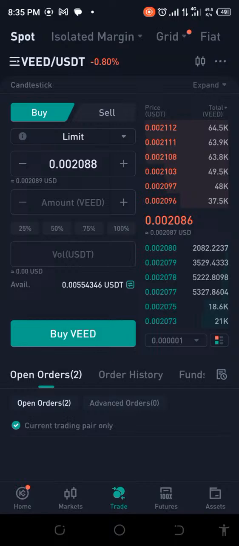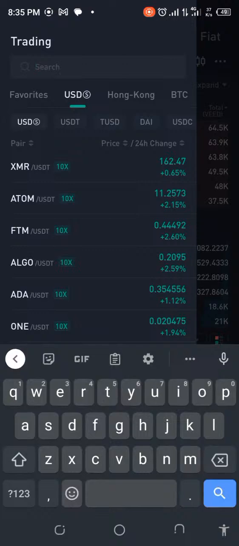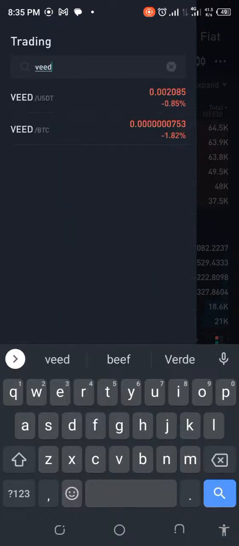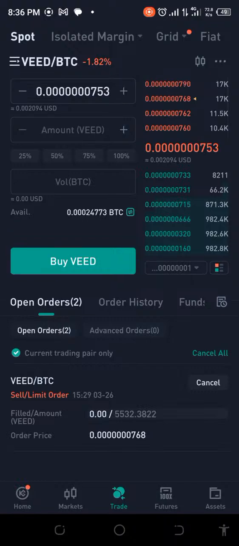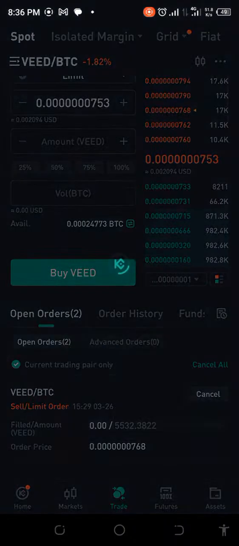All right, I'm back, and right now I can see that VID USDT is now 0.002088, and we bought at 2069. So let's see how we can change this back to USDT. I'm so excited. We've been waiting in the queue for VID BTC, and right now it's gone up a bit. So what am I going to do? Cancel it, of course.